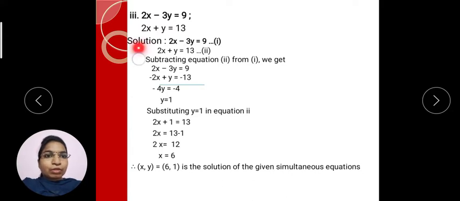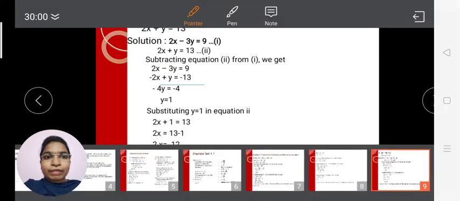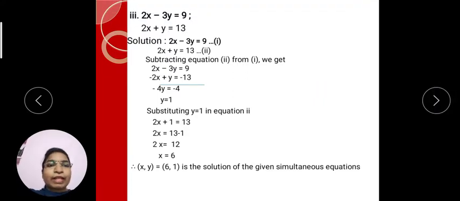Now see students, the solution of this equation. First equation is 2x minus 3y is equal to 9, and second equation is 2x plus y is equal to 13. By subtracting the second equation from the first, what will you get? After subtracting, 2x minus 2x cancels out, plus y becomes minus y, and therefore minus 3y minus y is equal to minus 4y, and 13 becomes minus 13, so 9 minus 13 is minus 4. And therefore y is equal to 1.